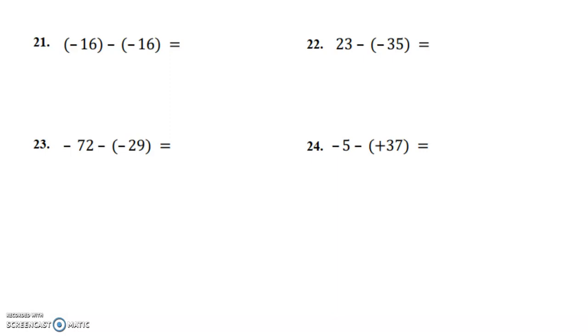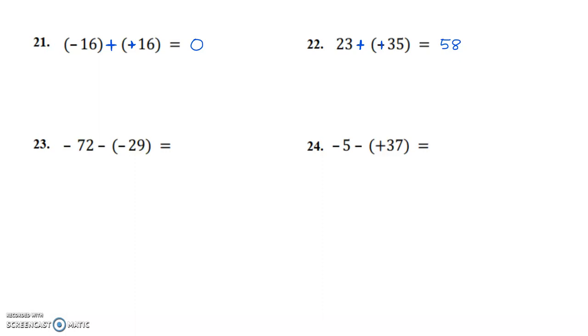Negative 16 minus negative 16, I'm going to add the opposite. This now becomes negative 16 plus positive 16. The result is going to be 0. 16 minus 16 is 0. We have no sign. Number 22, 23 minus negative 35. I'm going to change the subtraction to adding, and the 35 becomes positive. Now I have two integers that are both positive. I can combine 23 plus 35, so I'll be at positive 58.